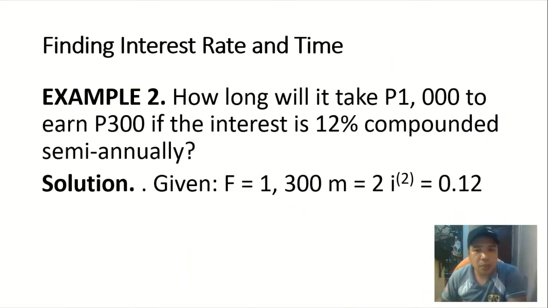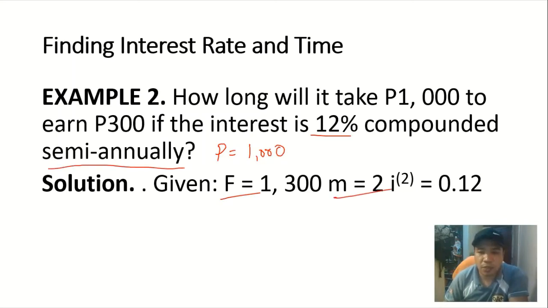In example number 2, how long will it take 1,000 to earn 300 if the interest is 12% compounded semi-annually? So our principal is 1,000. The interest earned is 300, so 1,300 is the future value. We have semi-annually, so two. m is equal to 2.